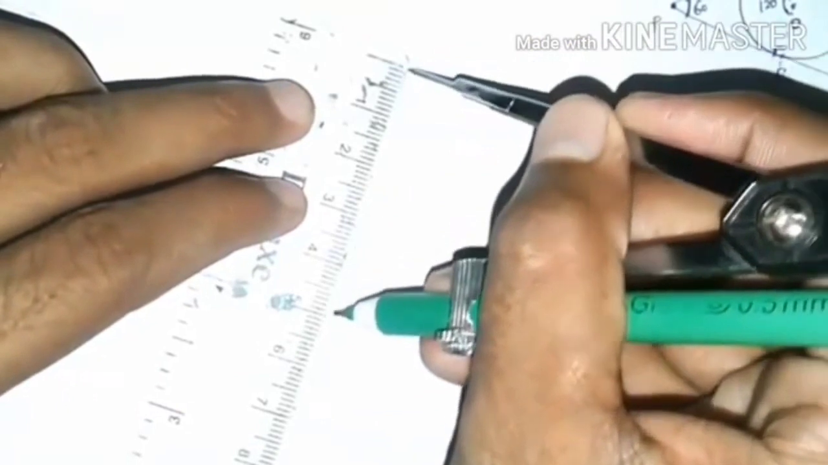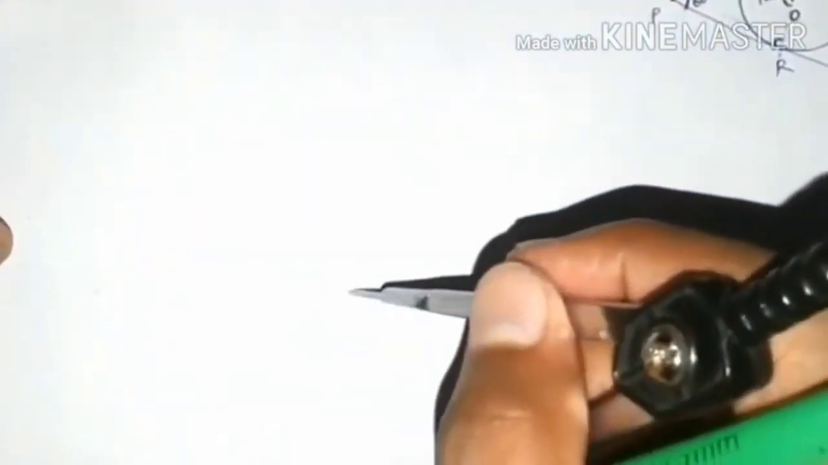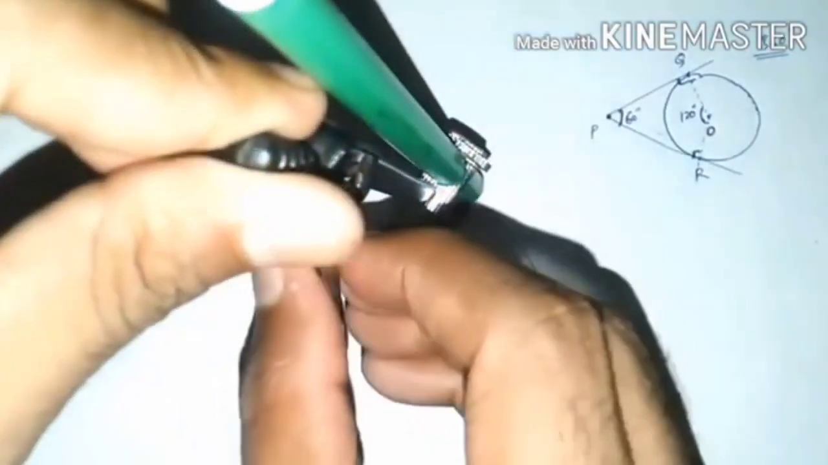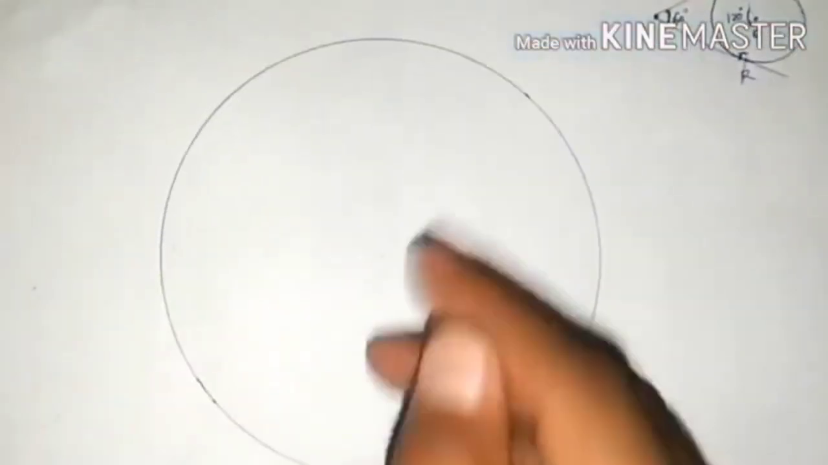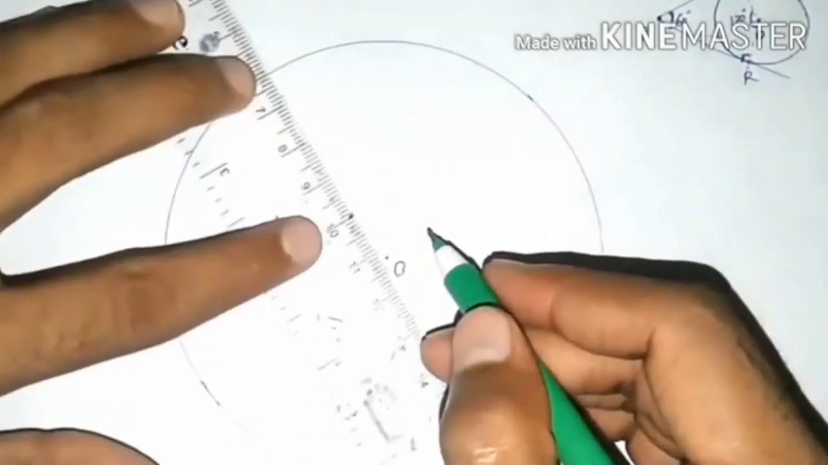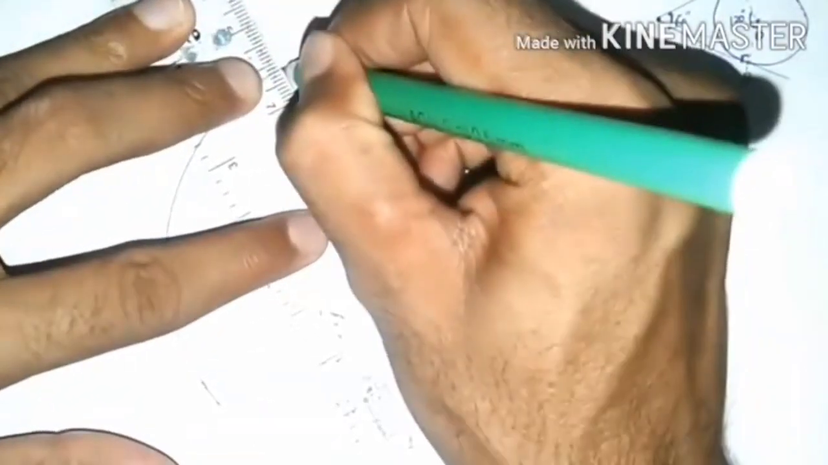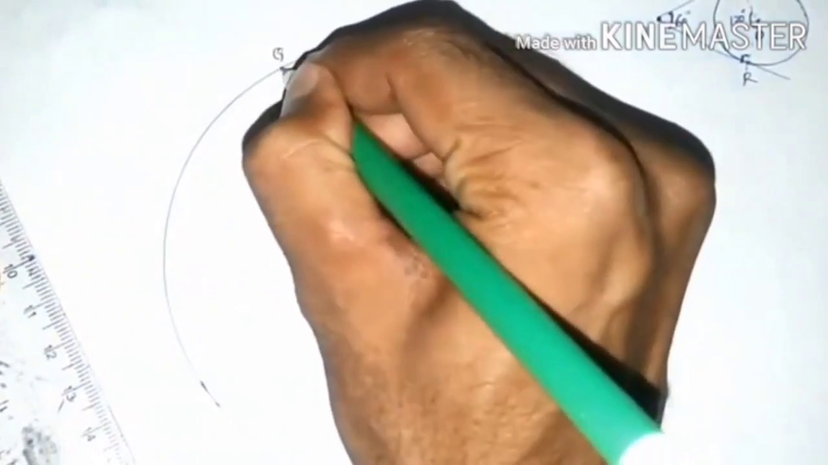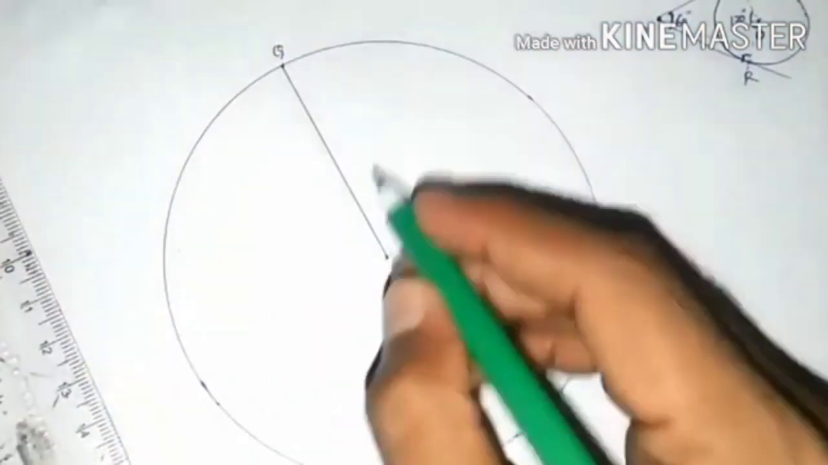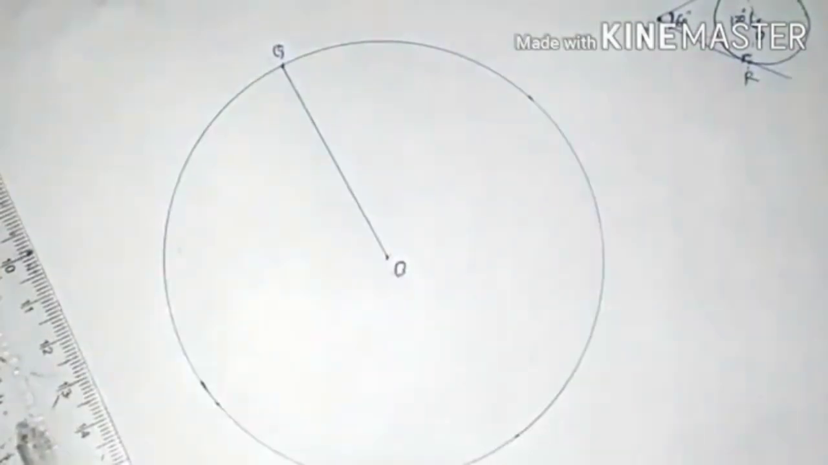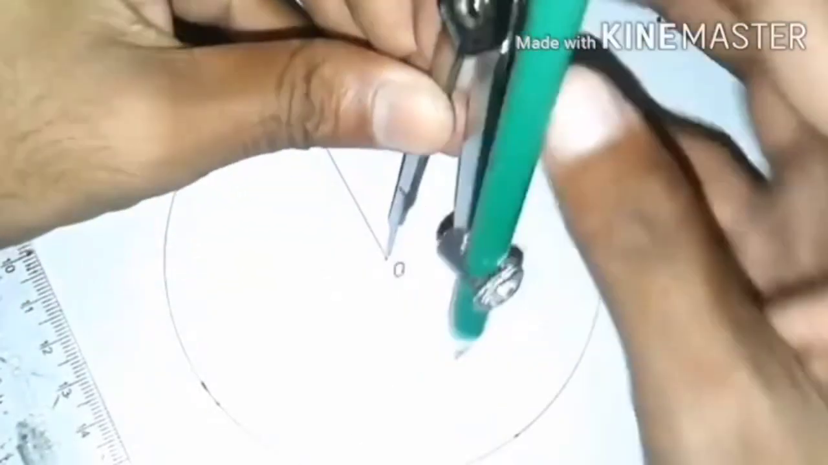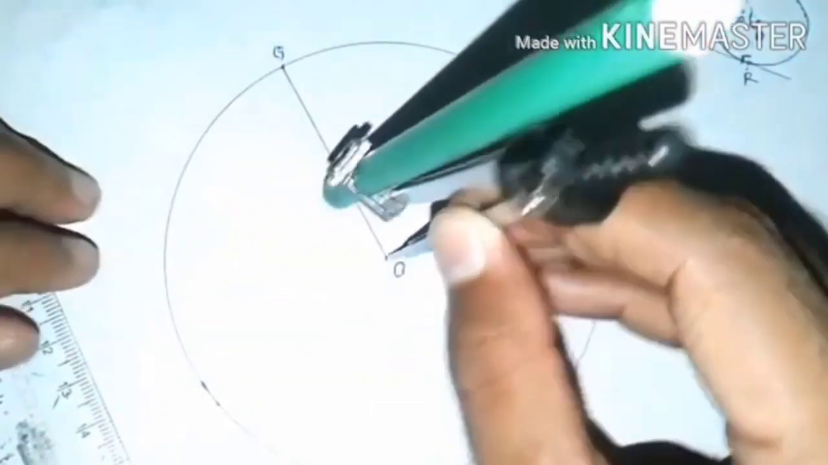Using your compass, take 5 centimeters and with that 5 centimeters as a radius, draw a circle. Mark the center as O. Using your ruler, draw any radius. The point on the circumference, you can mark it as Q. So OQ is the radius. And we have to draw 120 degrees at O. We have learned how to draw 120 degrees using the compass.